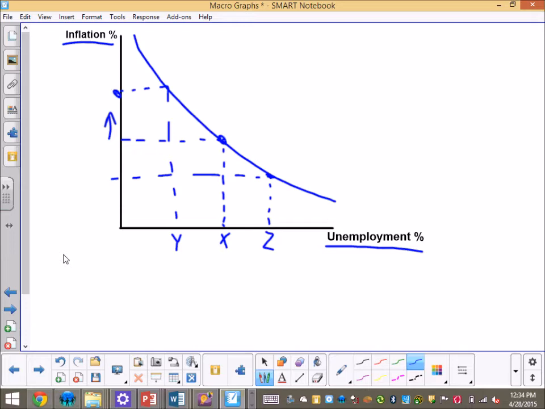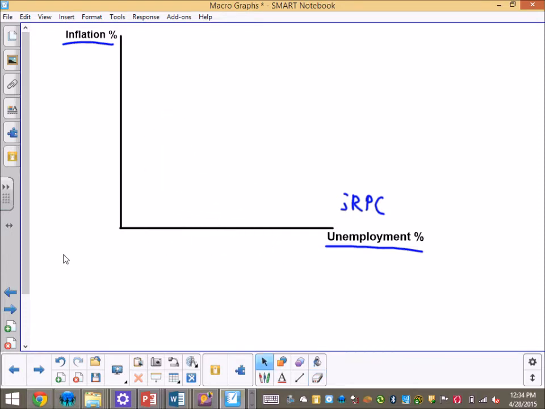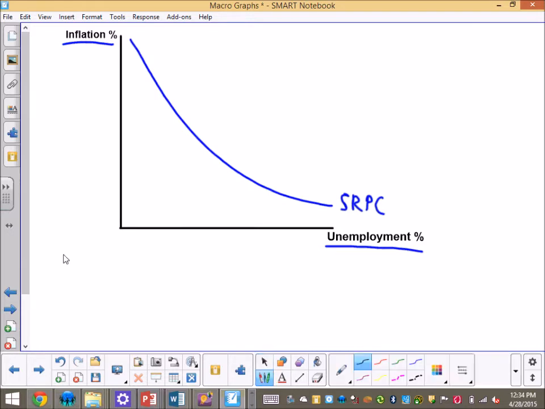Except what kind of Phillips curve did I just draw right here? Notice I didn't label. Short run. So this is your short run Phillips curve. Now, let me redraw this because I'm not finished drawing this. What else could go on this graph? We might have our short run Phillips curve, but we also want to consider that we have a long run Phillips curve.